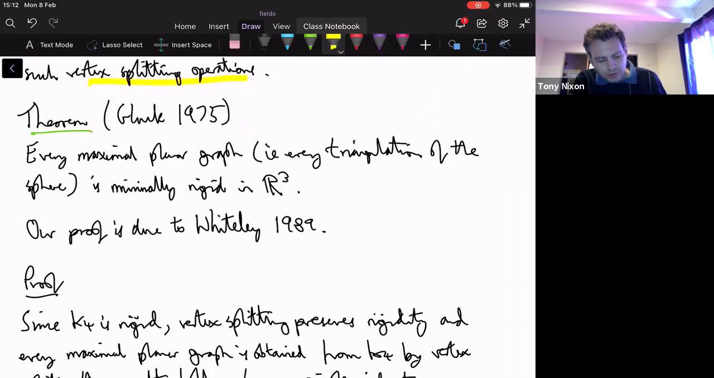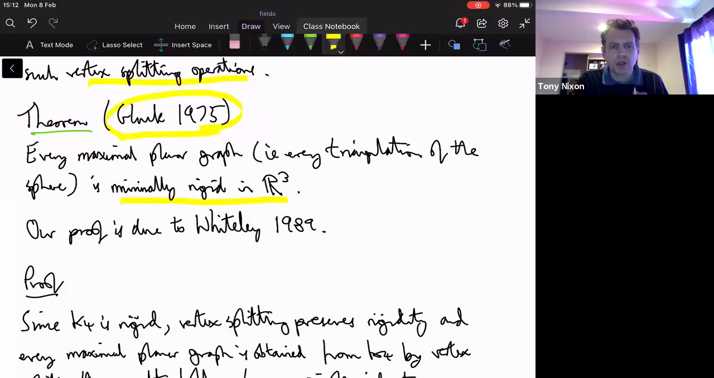Okay, so then Gluck's theorem, although I wasn't quite sure who to reference here, so someone might shout if they think I should have assigned this to someone else, but I'm assigning it to Gluck for now. He proved that every maximal planar graph, equivalently every triangulation of the sphere, is minimally rigid in three-dimensional space.